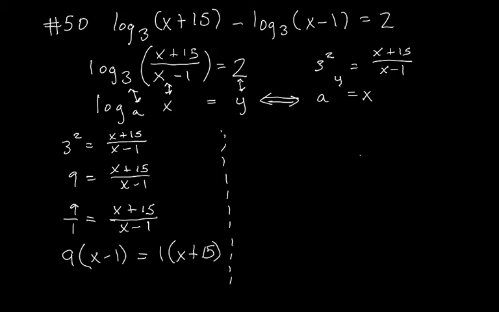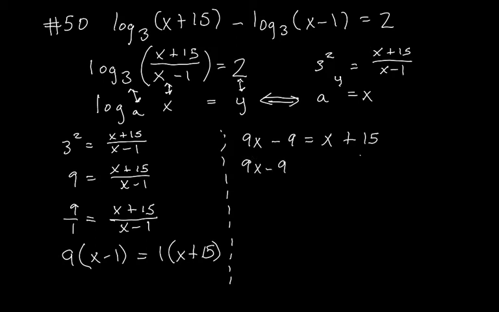So from there, we can use the distributive property. 9 times x is 9x, and 9 times negative 1 is negative 9. And 1 times x plus 15, of course, is just x plus 15. And now you remember that we want to get the x's on one side and the not x's on the other side.